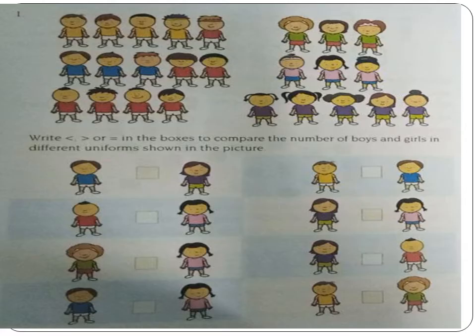Now it's time to complete the book exercise on page number 128 in the New Guided Mathematics textbook, exercise 11.1. Yes, here you can see different types of children with different colored uniforms. So read the question given, write greater or lesser or equal in the boxes to compare the number of boys and girls in the different uniforms shown in the picture.